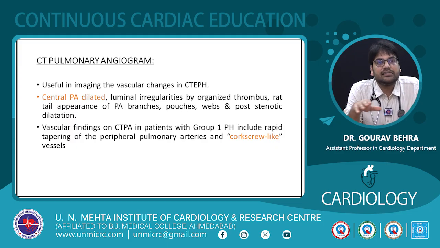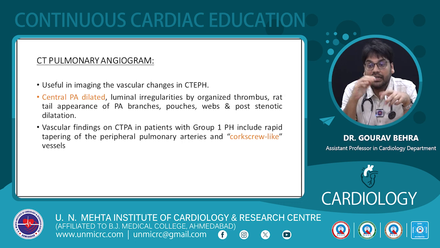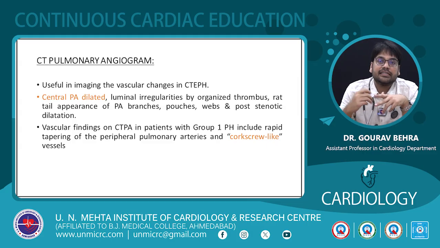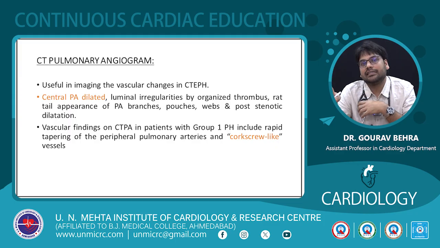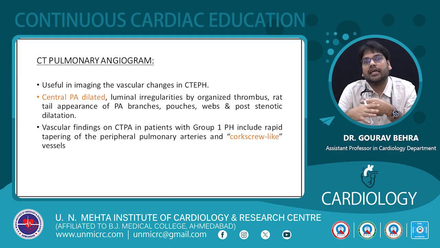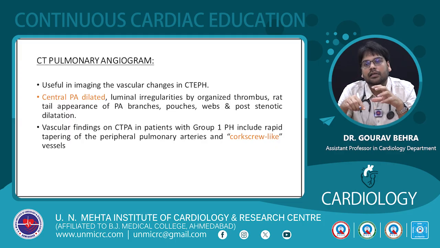In the plain CT, you can see the signs, but when you do the pulmonary angiogram, you can see the vascular changes. You can see the level of obstruction, like the secondary or tertiary pulmonary artery, or peripheral or segmental pathology. You can appreciate central PA dilatation, see thrombus, and quantify the amount of lung involved. Certain signs have been described, like the rat tail appearance of the PA branches, meaning narrowing of the distal PA, pouches, webs, and post-stenotic dilatation.